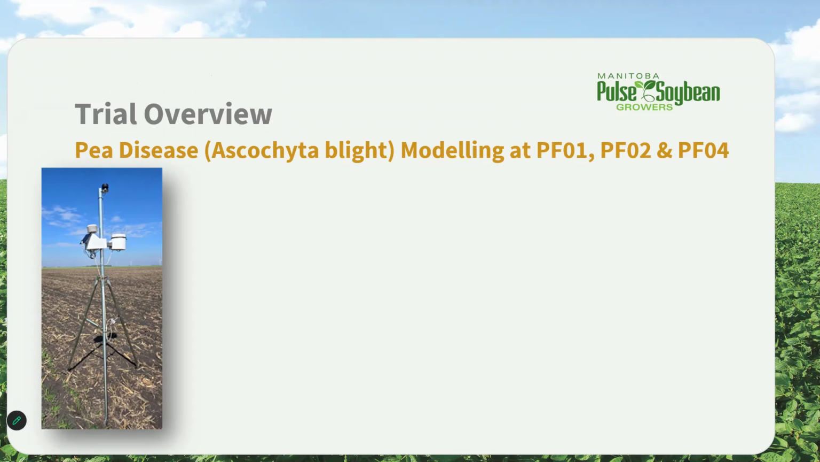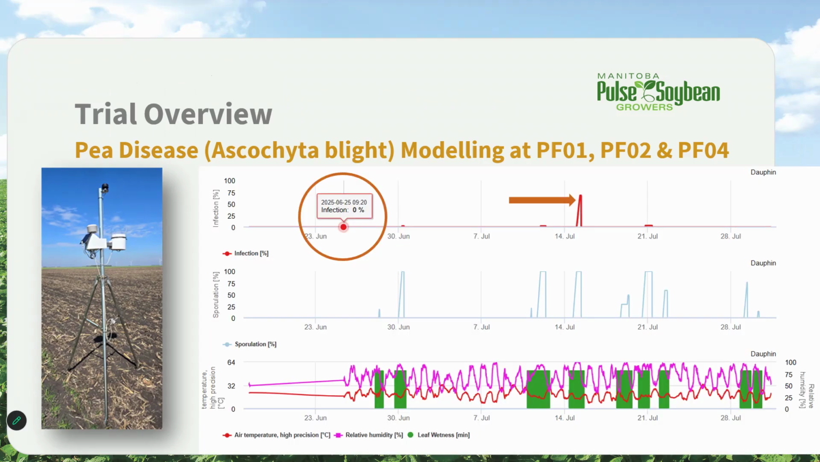And this is an example of one of those sites at PFO1 in Dauphin. The fungicide application was made on June 24th, and this is circled in the orange circle there. But the infection was 0% at that time, indicating a low risk of infection.